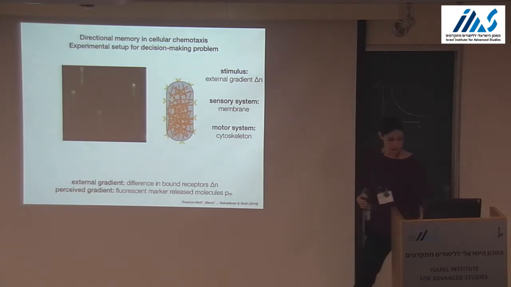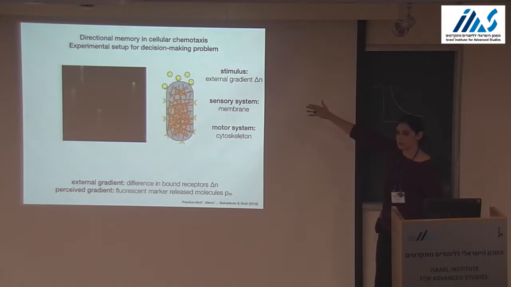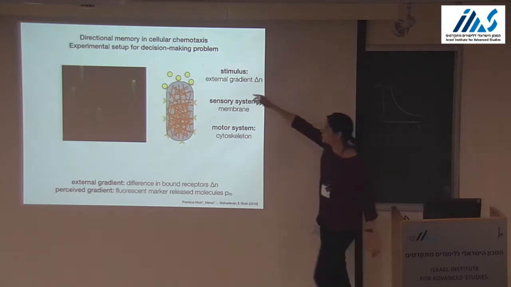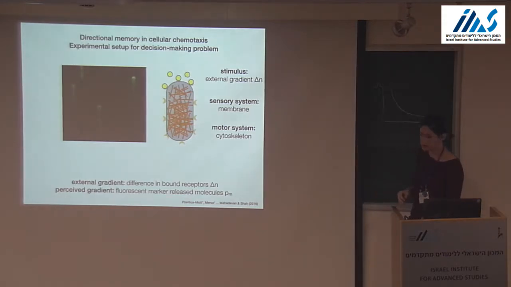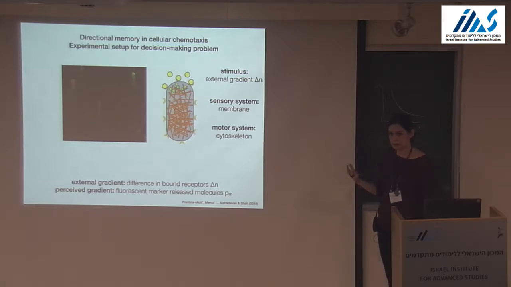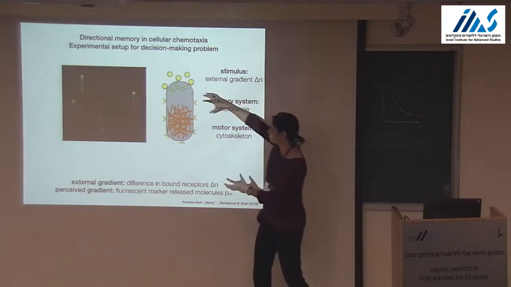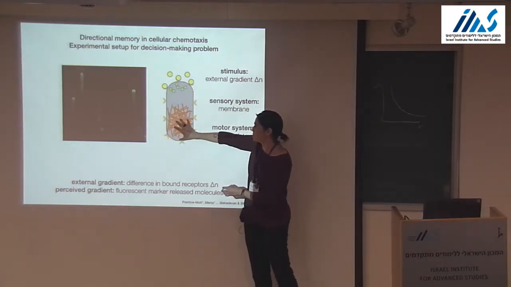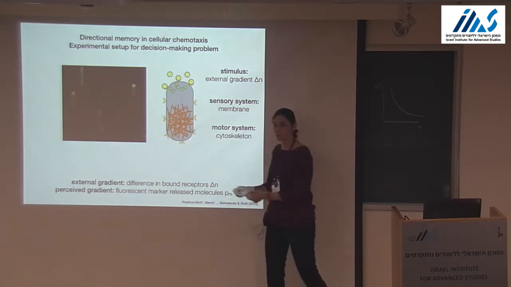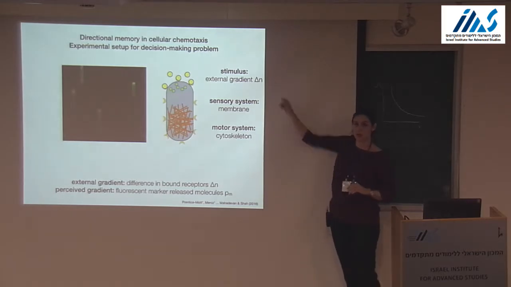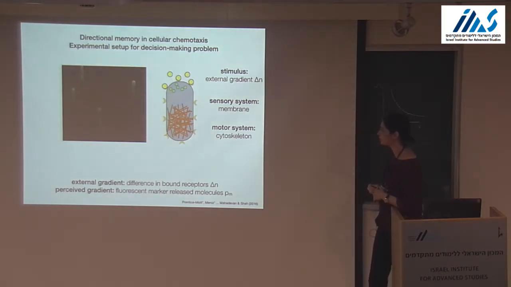So what happens is you have some chemoattractant that arrives, and these molecules bind to the receptors on the membrane, our sensory system. Then some molecules of some type are released right at the beginning. This initiates a signaling cascade, which eventually leads to the localization of the cytoskeleton at the back. And this allows the cell to crunch and move forward in the direction of the stimulus.